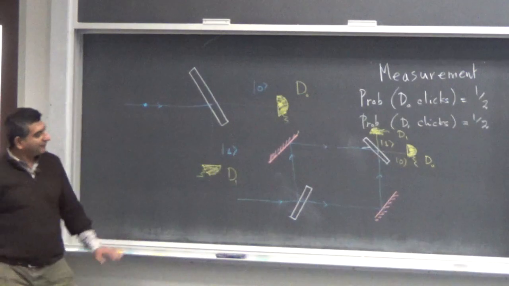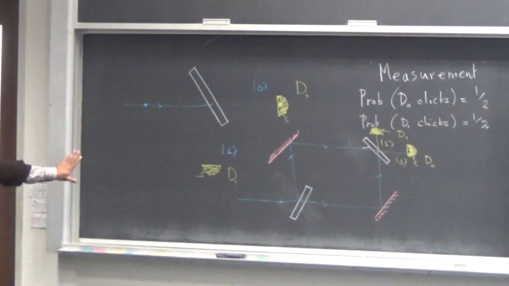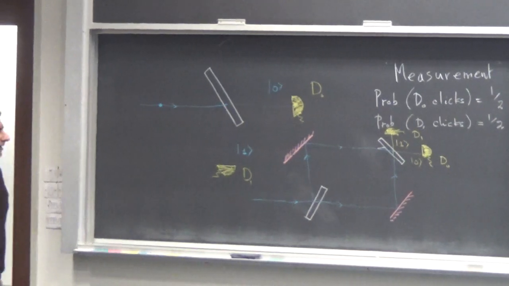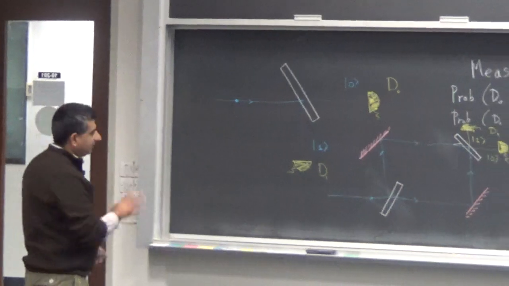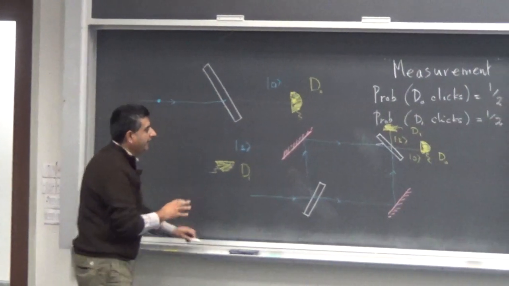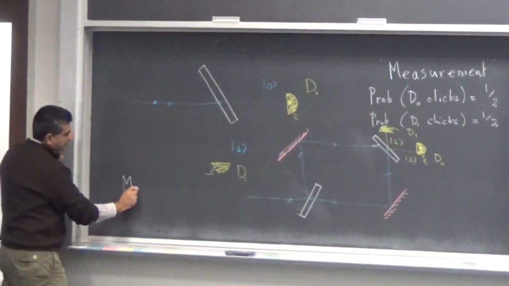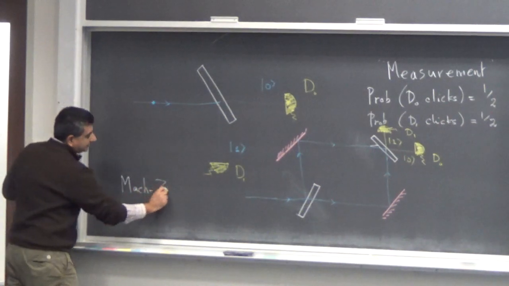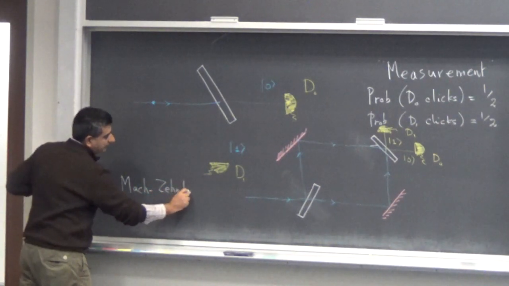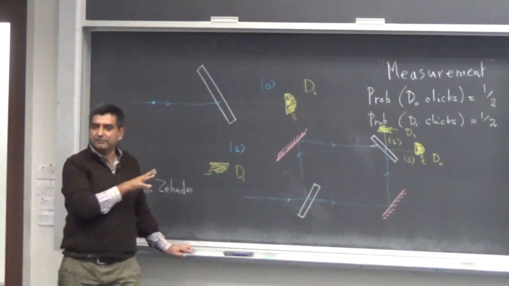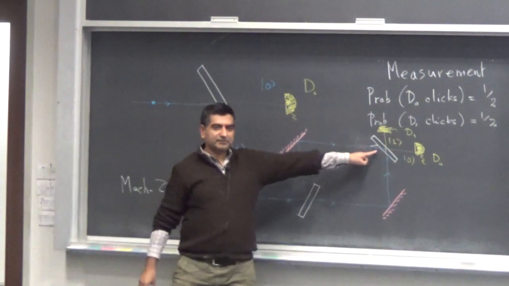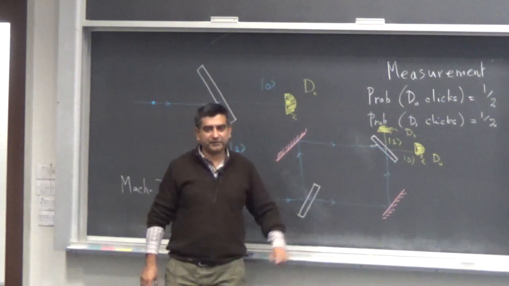Now this is an experimental arrangement. It's called an interferometer. The special kind of interferometer is called a Mach-Zehnder interferometer. Do you understand the arrangement here? Two beam mirrors, 50-50, and two perfect mirrors.